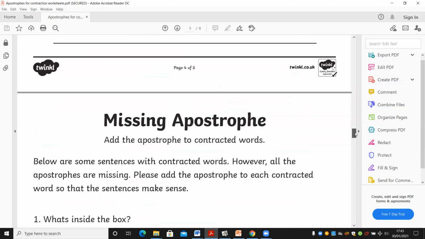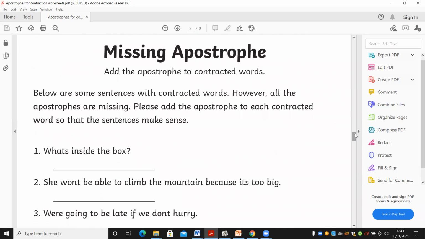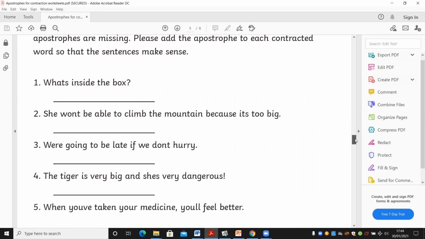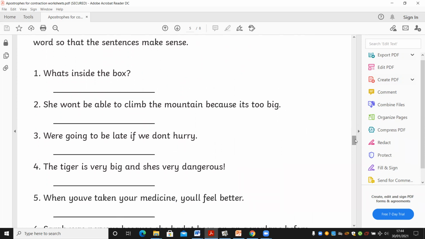Okay, and the final task, children, which is the most challenging, you need to find where there are missing apostrophes. So you have sentences and you need to find which words have a missing apostrophe. Be careful because not every single word will be needing an apostrophe, and you have to think carefully. Think, can you replace that word with two words instead? So, for example, can you replace it with it is, and would the sentence still make sense, children?